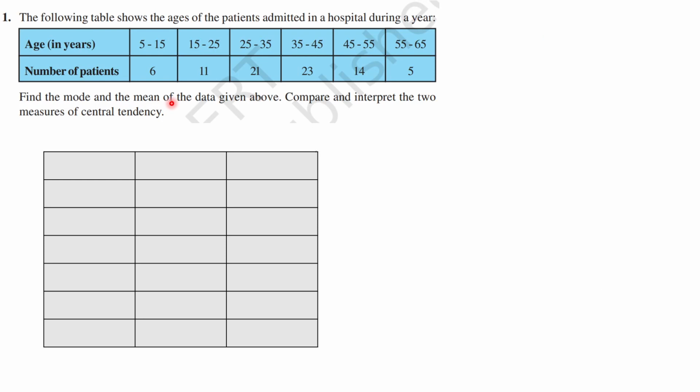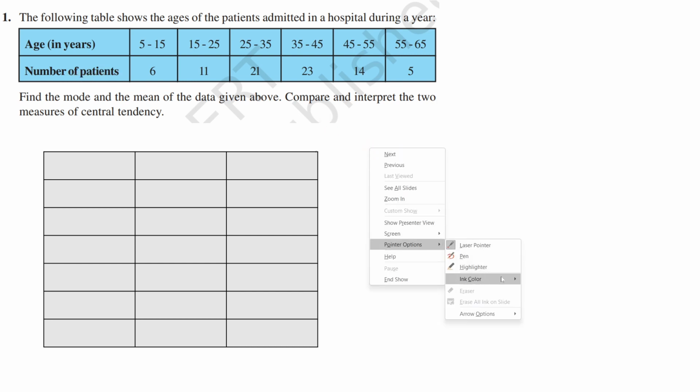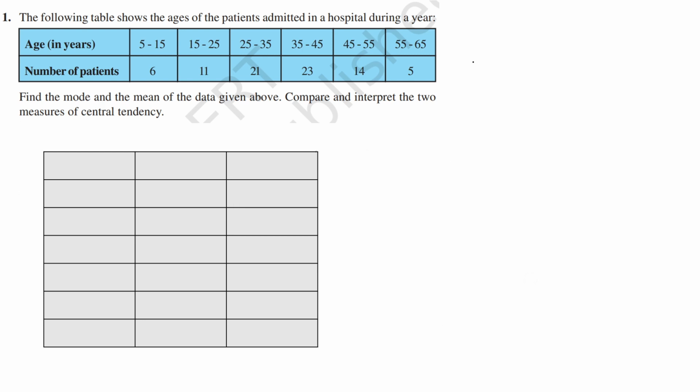Now in this question we are asked to find mode. The following table shows the age of the patients admitted in the hospital during a year. Age was given in the class interval and number of patients, and as usual we know that the first row should be taken as the class interval and this is frequency. Let me write here class interval and frequency.